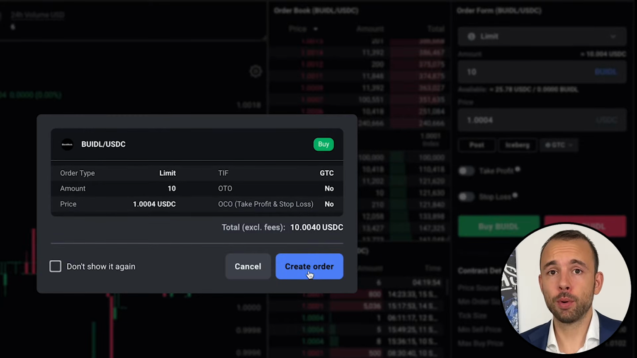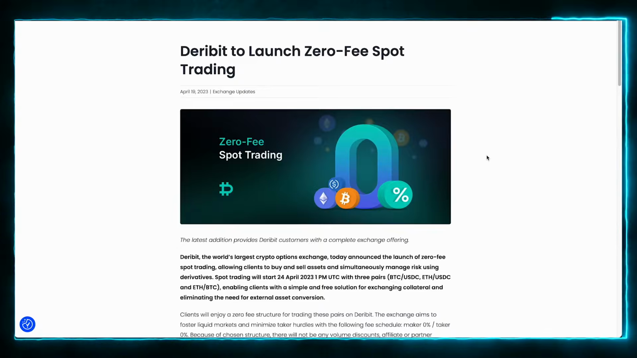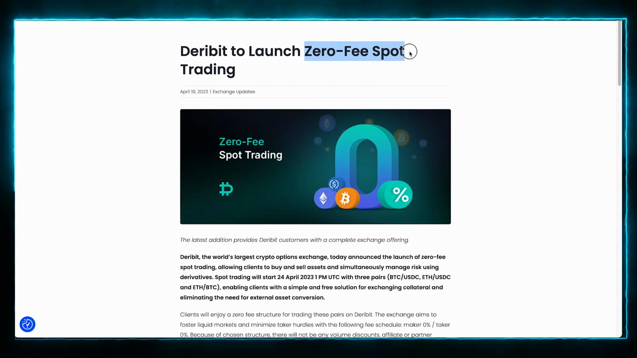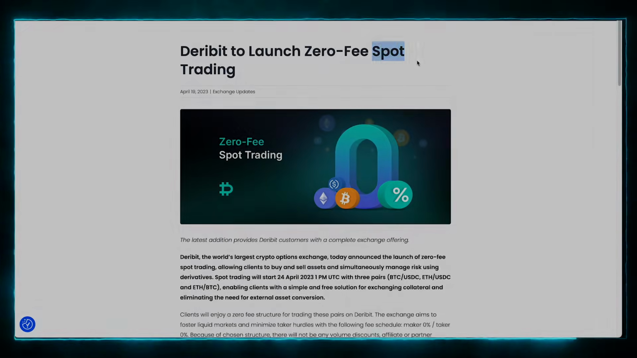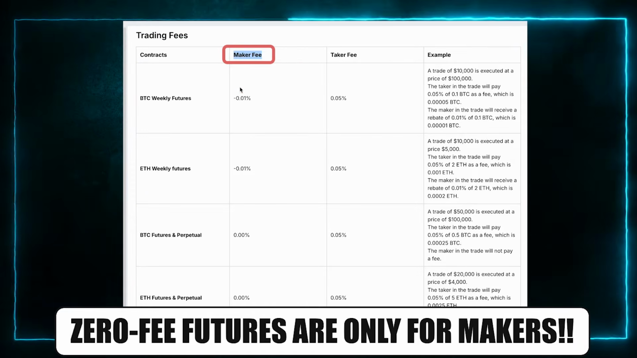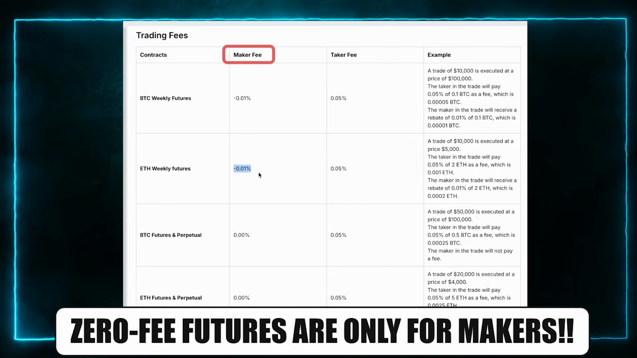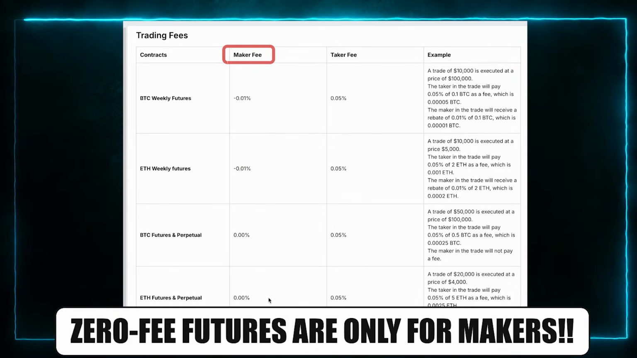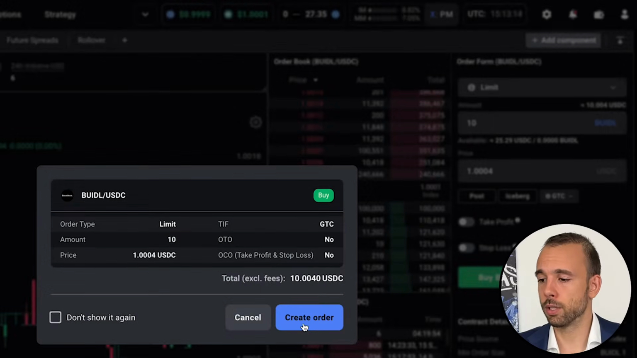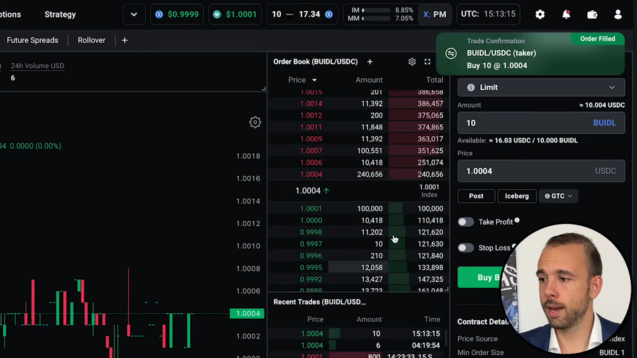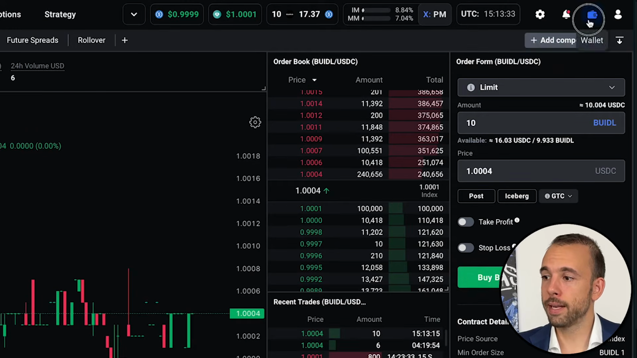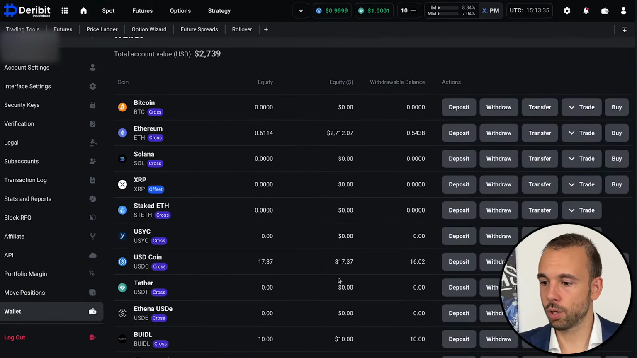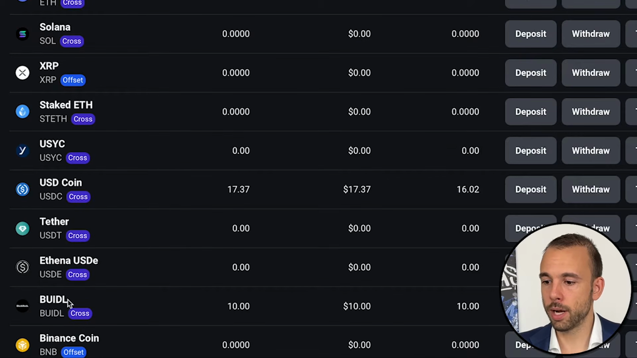And a very important point about the Deribit exchange. Unlike all other exchanges, you don't have to pay fees for spot or futures trading on Deribit. And this is a great advantage against all other exchanges, because you can save a lot of money with no trading fees. And let's create the order. So I click on it and it's done. So I just bought the 10 BUIDL and I can find them in my wallet. If I scroll a bit down, you can see right now I have a position of 10 BUIDL.